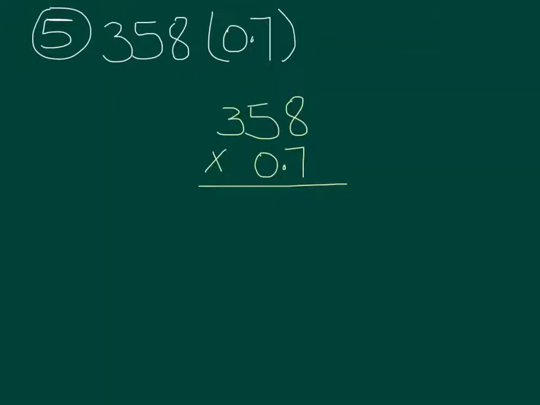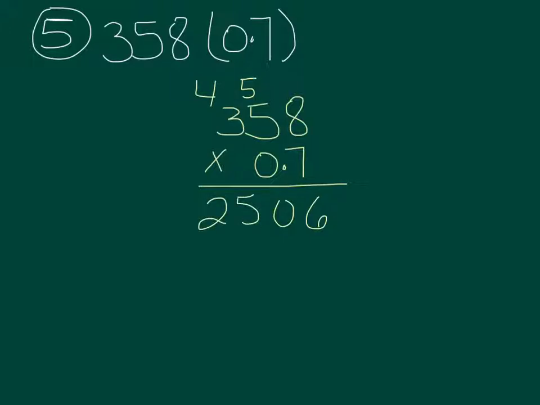This original problem was given with parentheses, which means that you just multiply. So you're going to take and set it up as a multiplication problem. 7 times 8 is 56, carry the 5. 7 times 5 is 35, plus 5 is 40. 7 times 3 is 21, plus 4 is going to be 25.